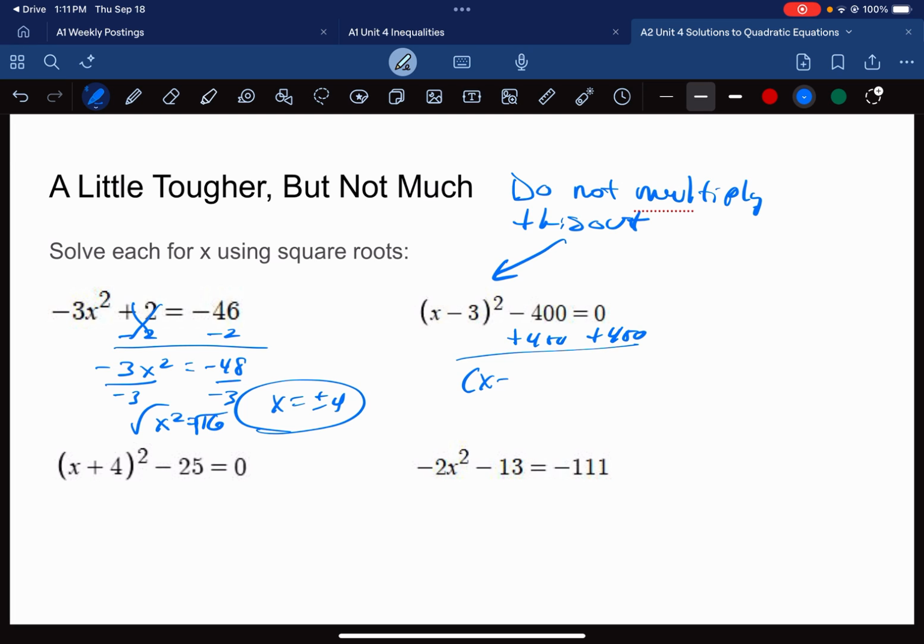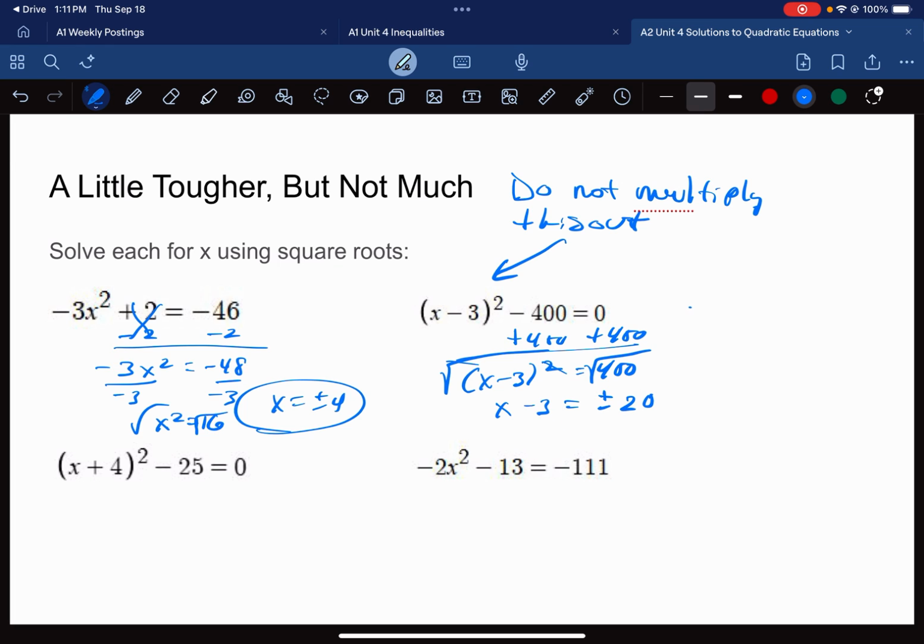I'm going to get x minus 3 squared equals 400. And now I square root the entire expression to get rid of the square. And then I have x minus 3. And on the other side, I have the square root of 400, which is positive and negative 20. Now I have to solve for x by subtracting 3.